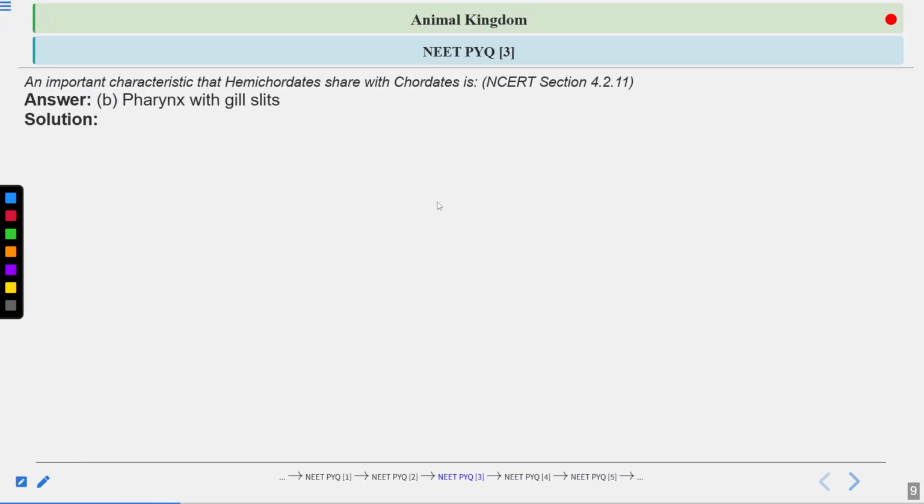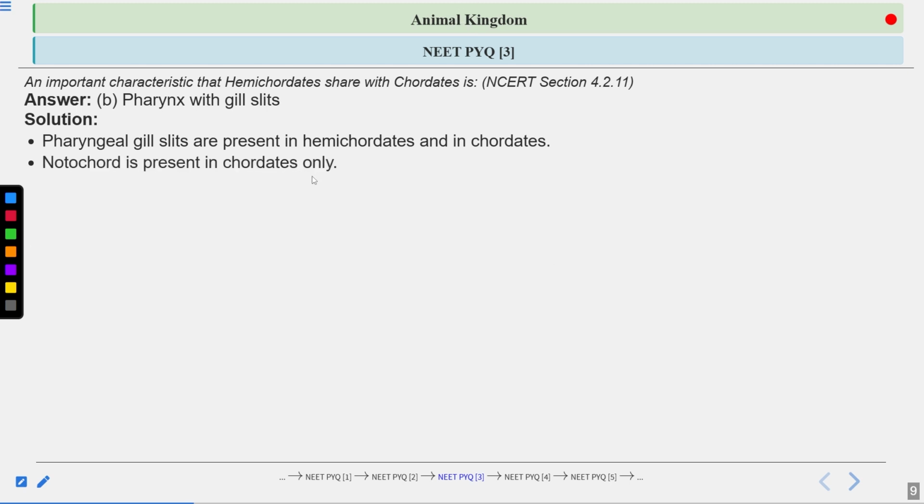Yes, answers are correct. An important characteristic that hemichordates share with the chordates is pharynx with the gill slits. Yes, pharynx with the gill slits. Option B is correct. Let us see the explanation part. Pharyngeal gill slits are present in the hemichordates and in the chordates. So the gill slits, the slit-like portion in the region of the pharynx, are present, and that is meant for the process of exchange of gases.